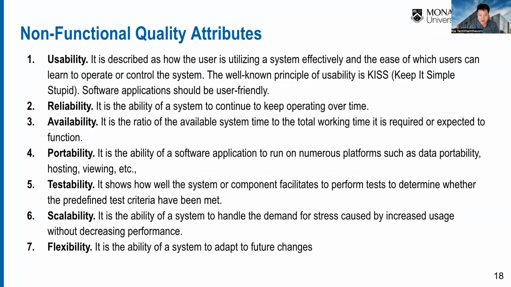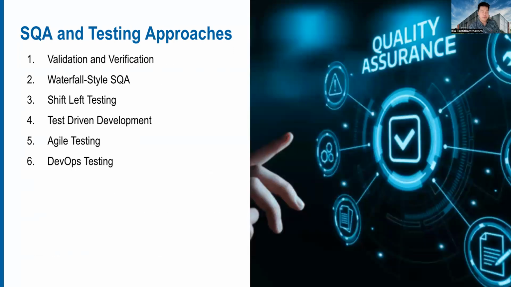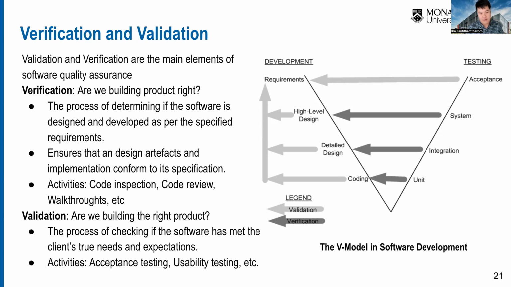And these are the non-functional quality attributes. I will not go through everything. It is quite understandable and intuitive anyway. But if you have any questions, we can discuss more during the studio. Because I'm aware of the time, we have 30 minutes left, so I will talk about software quality and testing approaches now: code inspection, code review.